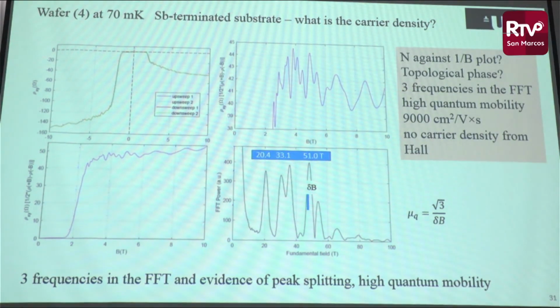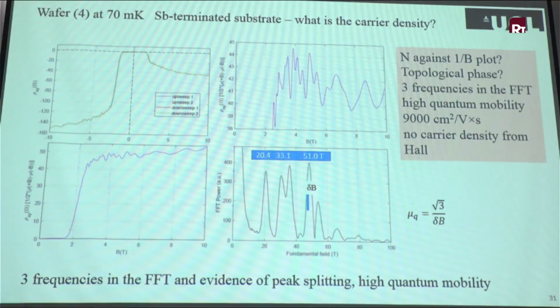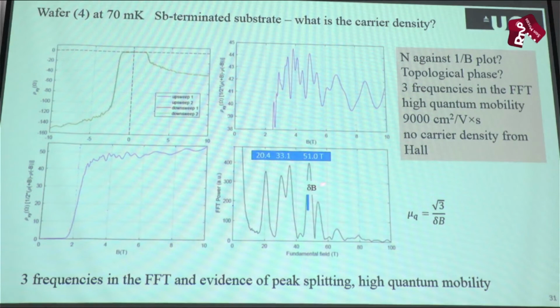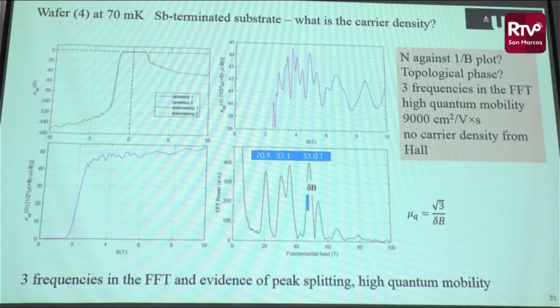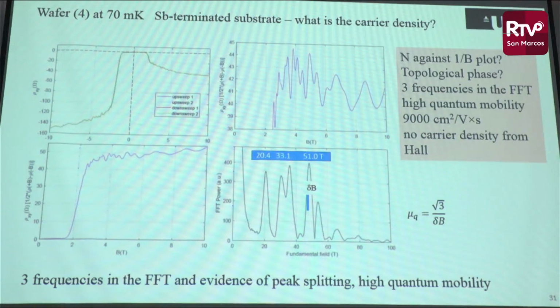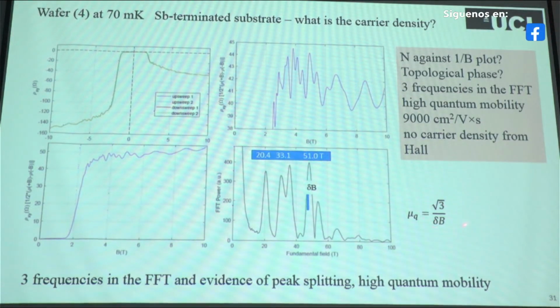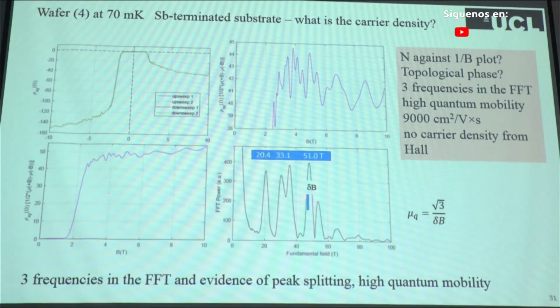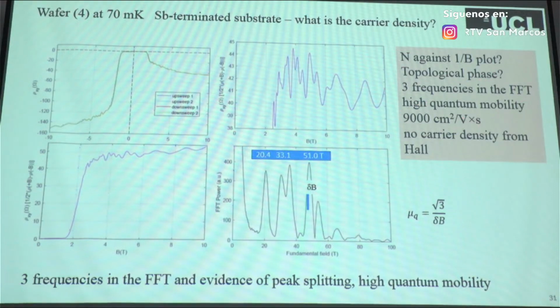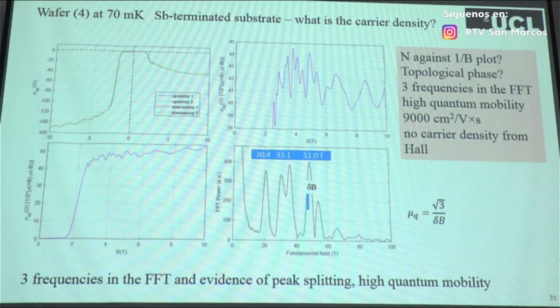Okay. What we can also do is measure the mobility from this Fourier transform. It turns out you can measure the so-called single particle mobility. It's not the classical zero field mobility, but the single particle mobility. If you go through the algebra of this Fourier transform, the quantum mobility is √3 divided by the half width at half height. The half width at half height is that blue rectangle there. It's about 2 Tesla, I think, in fundamental field. That gives us a quantum mobility of 9,000. That's great. So we've got the 3 frequencies, we've got the high quantum mobility. We still don't know what the carrier density is, unfortunately.